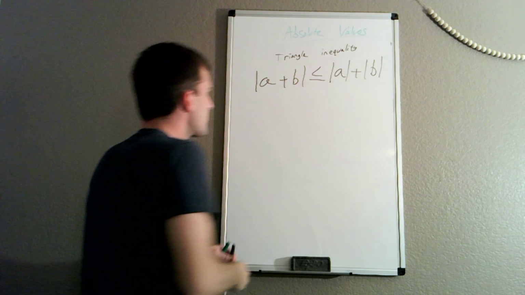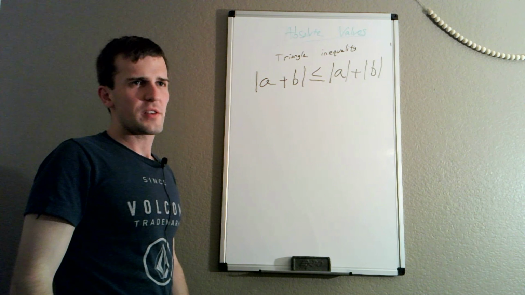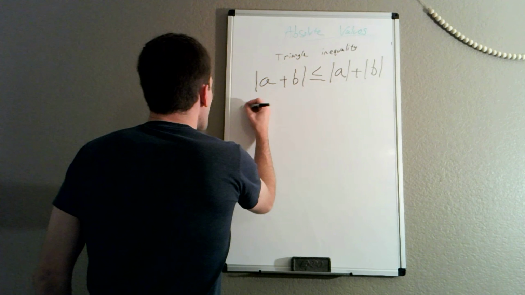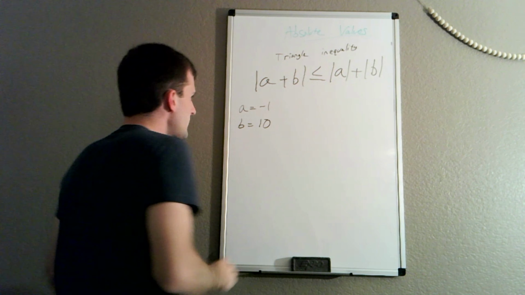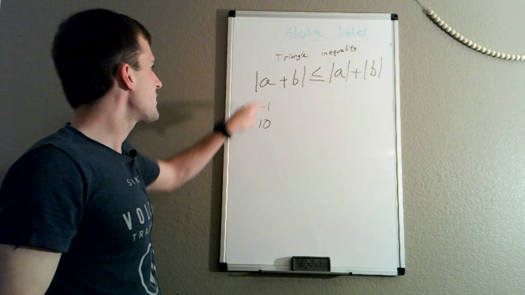And for the final example, I'm going to choose one negative and one positive. And then that will cover really all the bases we could possibly choose with this inequality. We're going to say a equals negative 1, b equals 10. So again, one negative value and one positive value. And we're going to plug these into this equation.